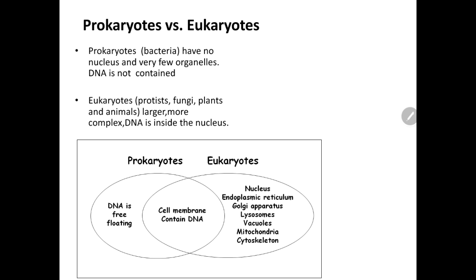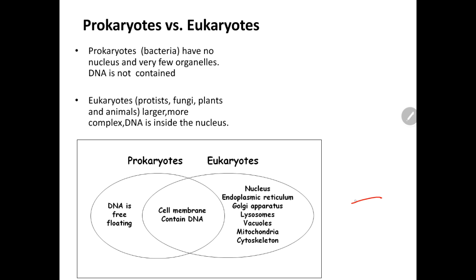Prokaryotic cells versus eukaryotic cells. We will study their differences and similarities. Prokaryotes have no nucleus and very few organelles. DNA is not in a nucleus. Eukaryotic cells, eukaryotes are larger and more complex. They have a well-defined nucleus and many organelles, and DNA is inside the nucleus.